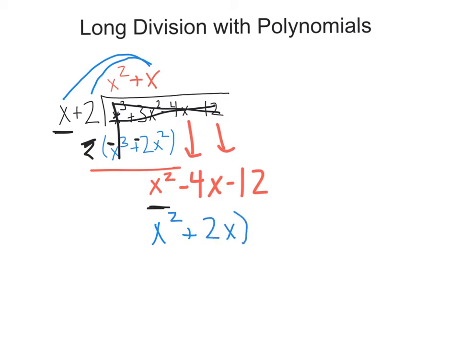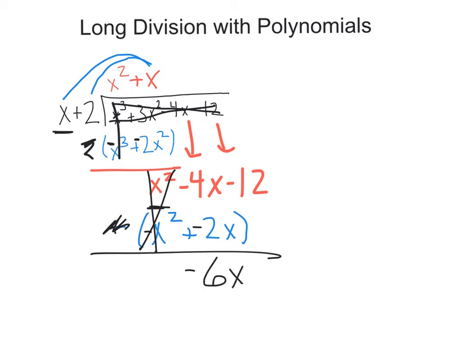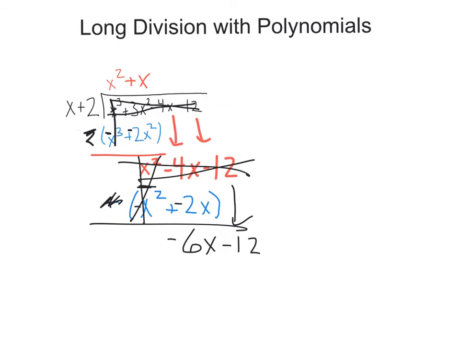And just like before, we're going to subtract this, which means we're subtracting x squared and subtracting 2x when that distributes. x squared minus x squared, those cancel out. Here we've got negative 4x minus 2x. That's going to give us minus 6x. Then we bring down whatever's left over, minus 12. And this whole piece is taken care of. Then we keep on rolling. What times x is going to give us negative 6x?